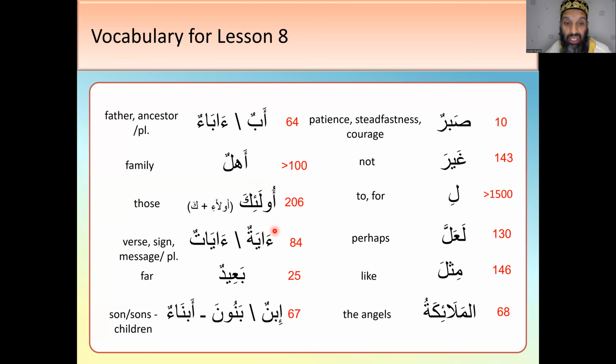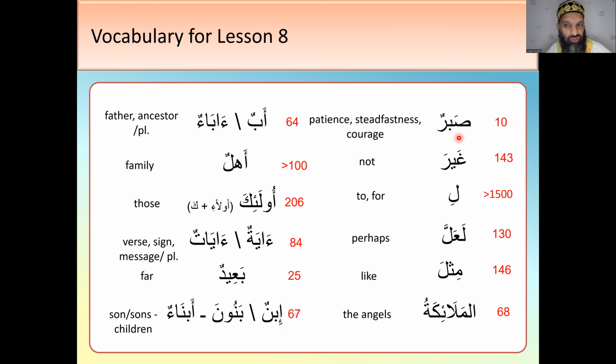Ayatun, that's plural. Ayatun is a verse, sign, message. Ba'idun, ba'id means far away, far. Ibnun, banuna, abna'un means son and sons' children. Ibn Kathir, that's where you get that from. Ibn, son of Kathir. Abdullah ibn Abbas, Abdullah, son of Abbas. Rahimahumullah. Radiallahu anhum.